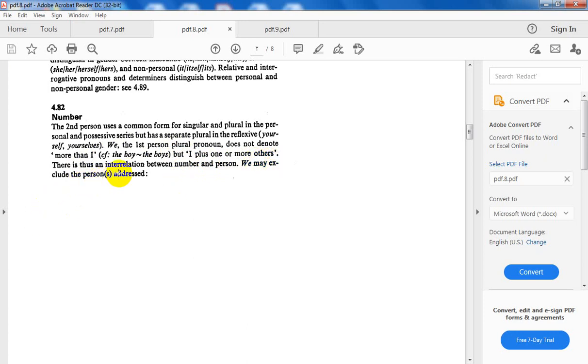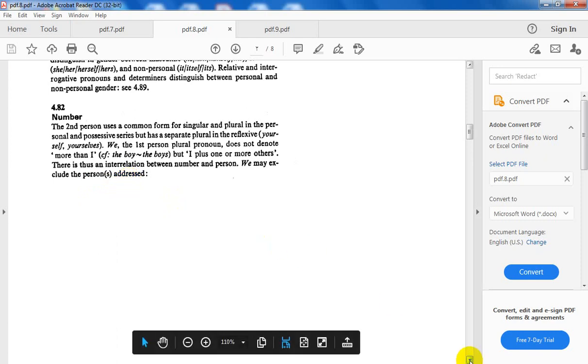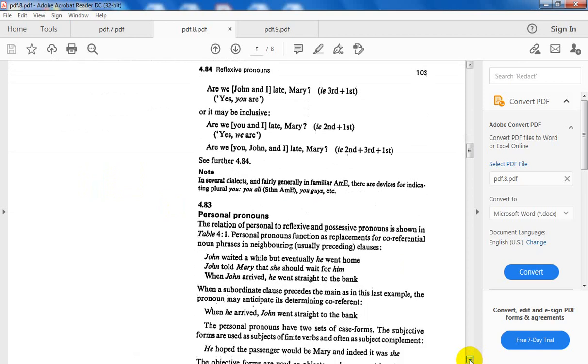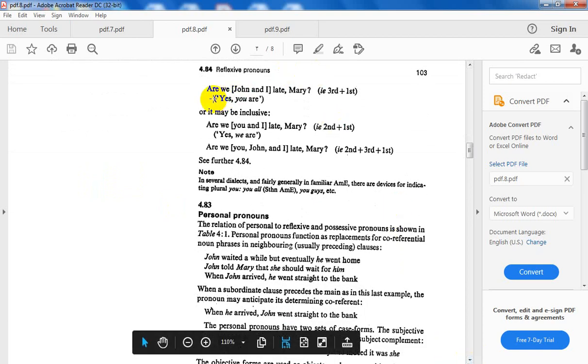There is thus an interrelation between number and person. انتبهوا على هذه الملاحظة. This is very important. We may exclude the person addressed. هسه قلنا we it is what, referring to the speaker plus others. Okay, we may exclude the person addressed.